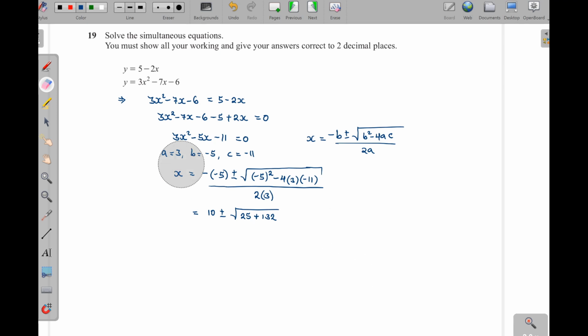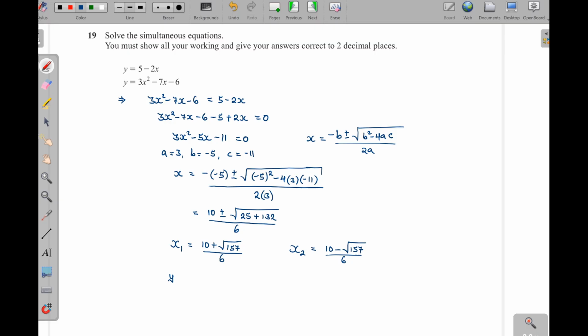Then after that, what else? Down here, we are having a 6. So 1x value is 10, then plus the square root. What do we get here? You added 2 and a 3, that will be a 5, and then a 7. So 157, then out of the 6. Then the next x value is when you take the minus. So you will have 10, then minus the square root of 157 out of 6.